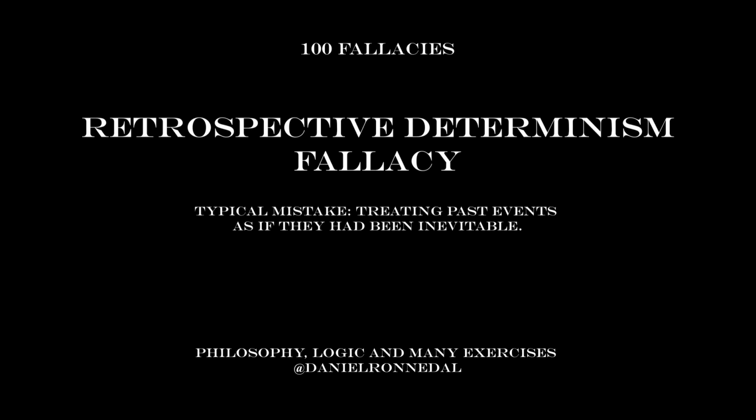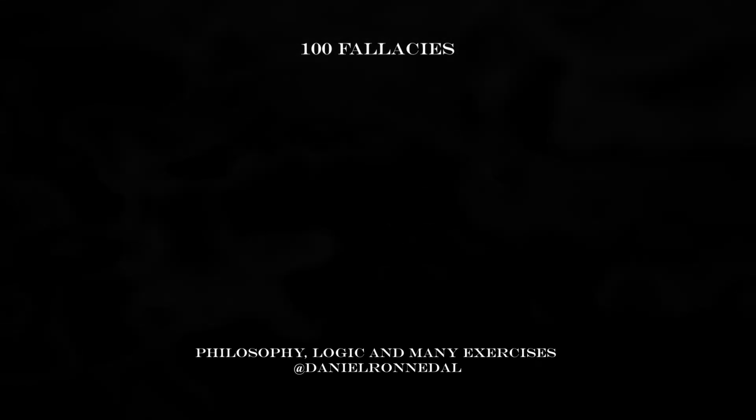Retrospective determinism fallacy. The retrospective determinism fallacy arises when someone assumes that because an event has already occurred, it was inevitable or predetermined. Knowing the outcome after the fact can create the illusion that it could not have happened otherwise. Example: after the company went bankrupt, people say it was obvious that bankruptcy was inevitable. Before the event occurred, many different outcomes may still have been possible.